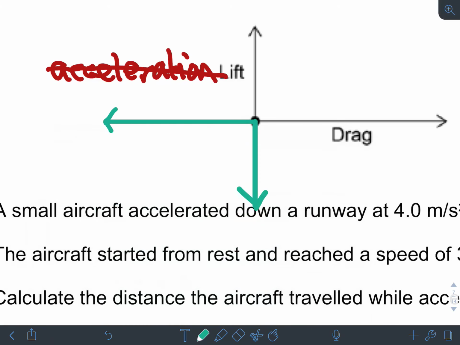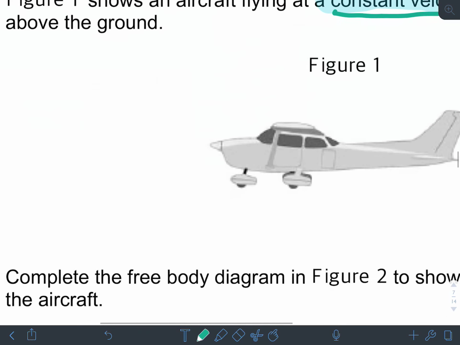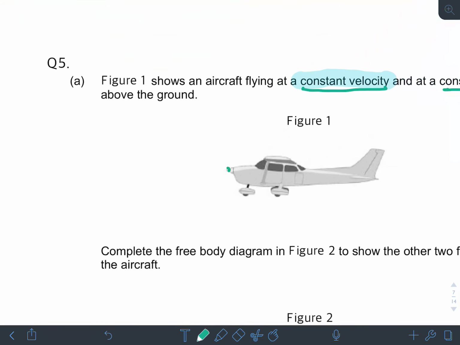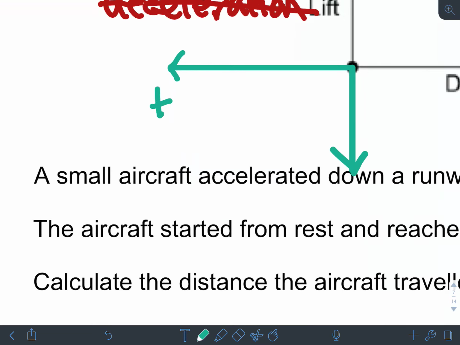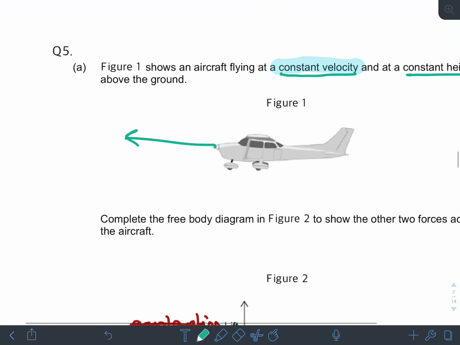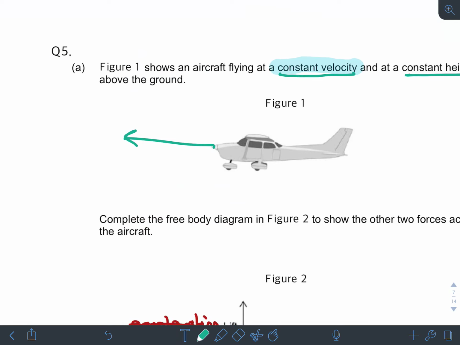This is a force diagram. So what's the force that's keeping this plane flying forwards? What's the force pushing it forward? It's the thrust. It's the thrust. So a quick reminder, where does that thrust come from?